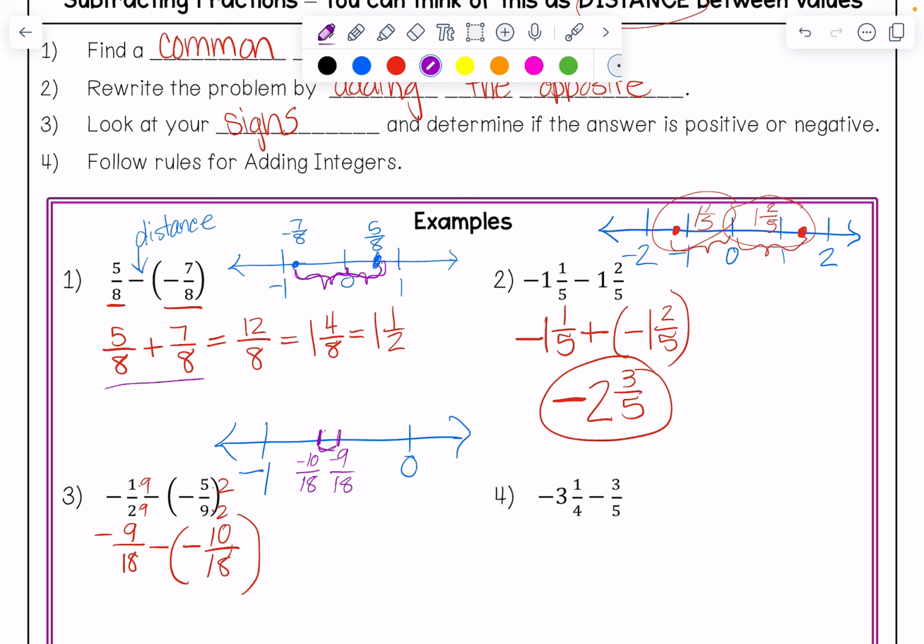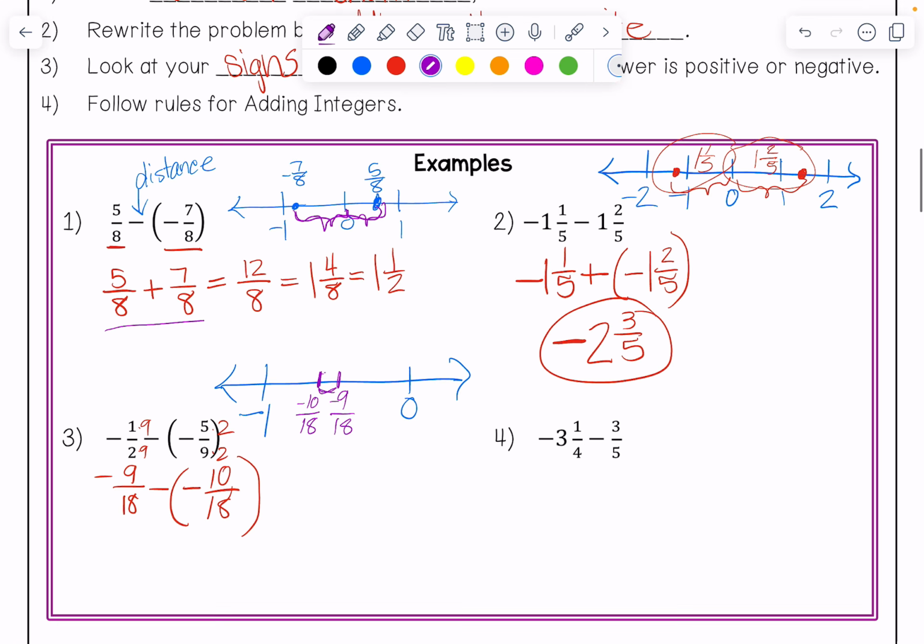And then, so when I rewrite this as an addition problem, first number stays the same, subtraction becomes addition, the opposite of -10/18 is +10/18, -9/18 plus 10/18. I have different signs, so I'm finding the difference there of 1/18. And it's positive because the 10/18 is positive.